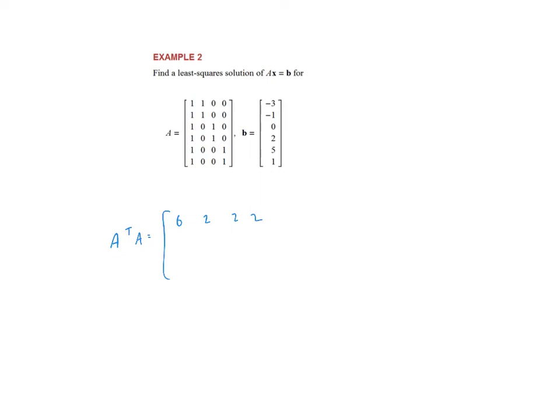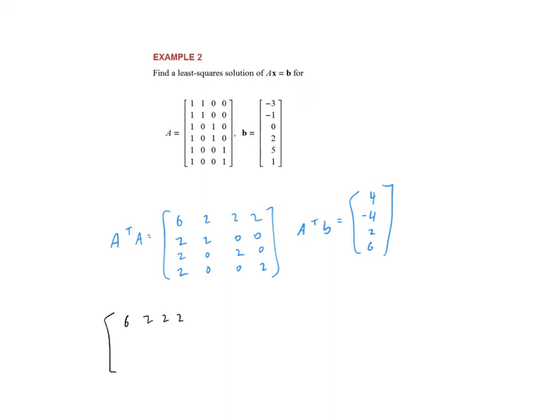And then 2, 2, 0, 0, 2, 0, 2, 0, and 2, 0, 0, 2. There's A transpose A, and then A transpose B should just be a single vector always: 4, negative 4, 2, 6. So I'm going to jump right to my augmented matrix here with my 6, 2, 2, 2, 2, 2, 0, 0, 2, 0, 2, 0, 2, 0, 0, 2. Augment that with my last column, 4, negative 4, 2, and 6.